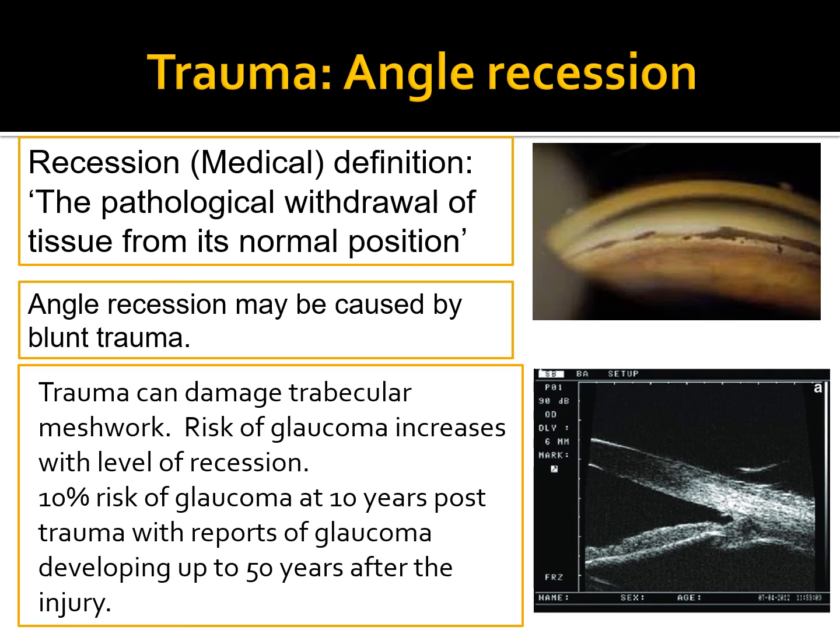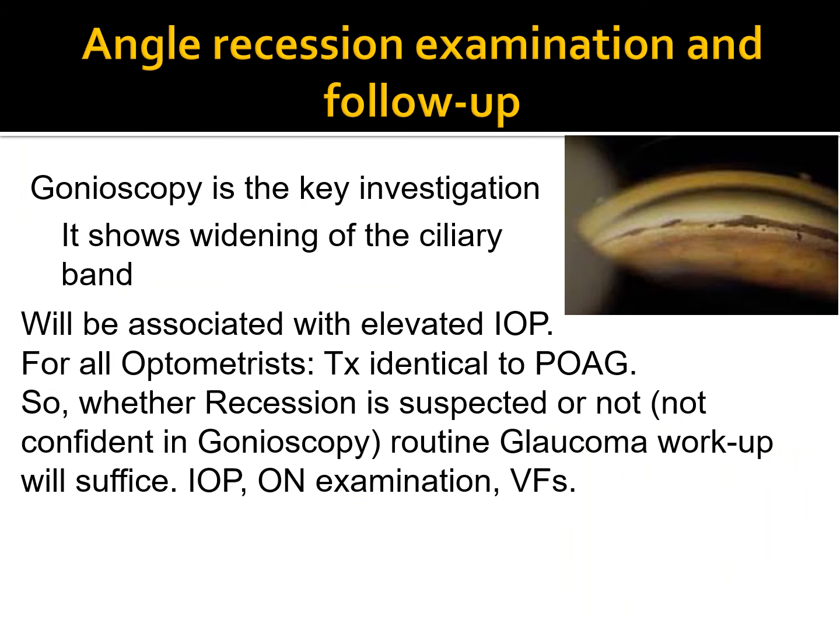And with trauma, angle recession. The definition of recession is pathological withdrawal of tissue from its normal position. Angle recession may be caused by blunt trauma. So trauma can damage the trabecular meshwork, and the risk of glaucoma increases: a 10% risk of glaucoma at 10 years, but it's been known to be 50 years later. Gonioscopy is the key to investigating this.